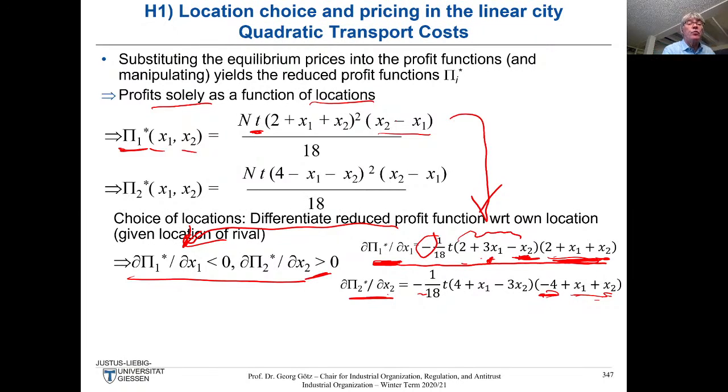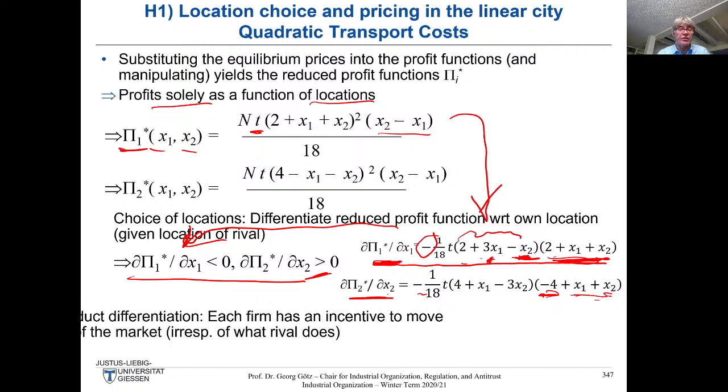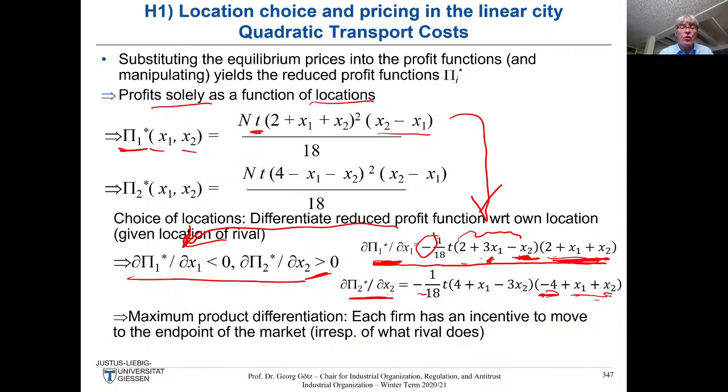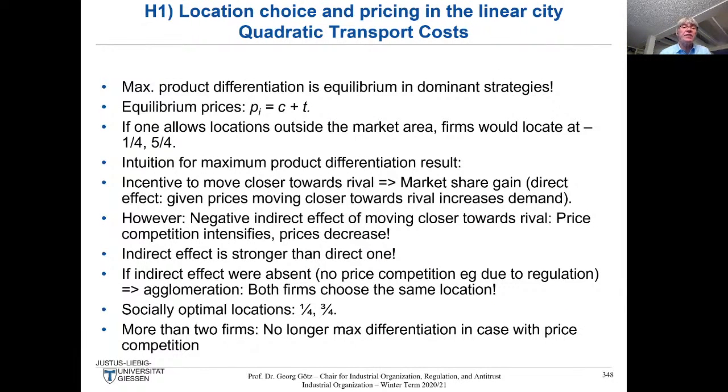That's what's written here. So firm 2 always has an incentive to move further to the left. So what we get here is maximum product differentiation. Each firm has an incentive to move to its endpoint, we could say, of the market. That's the important point. And that's what's stated here. Maximum product differentiation is an equilibrium. It's even an equilibrium in dominant strategies. Even irrespective of what your rival does, you want to move closer to the edge.